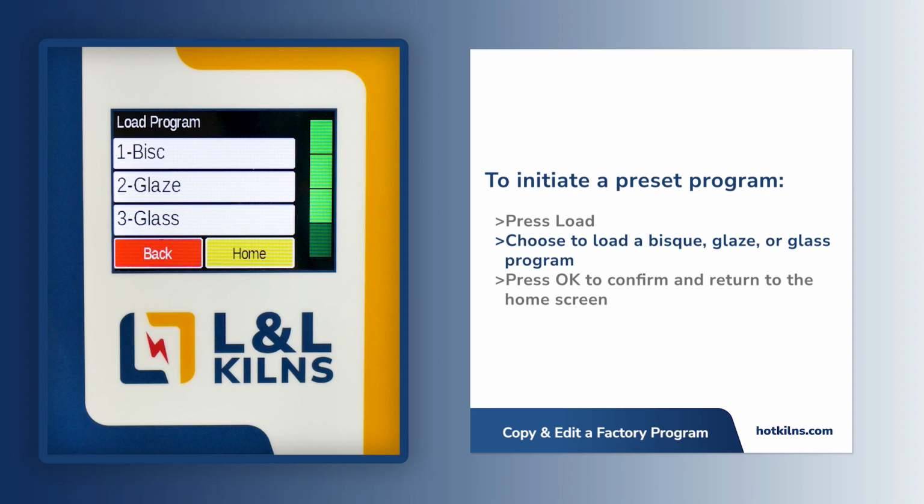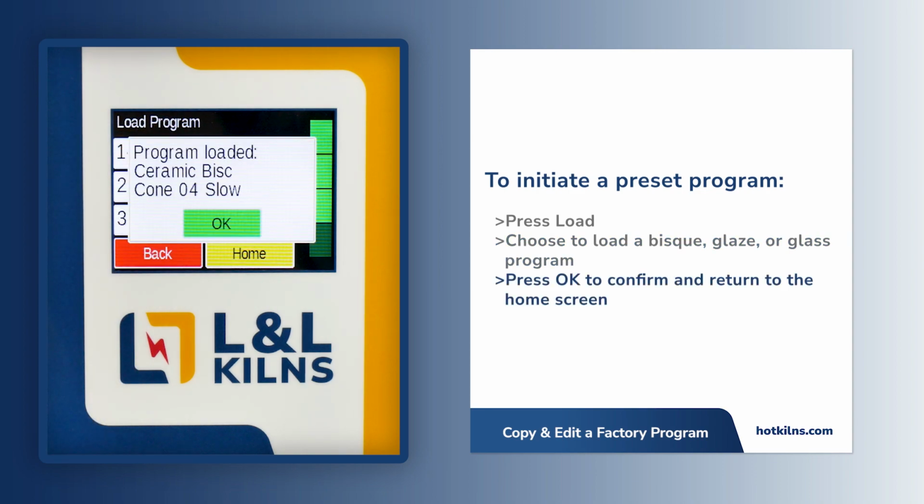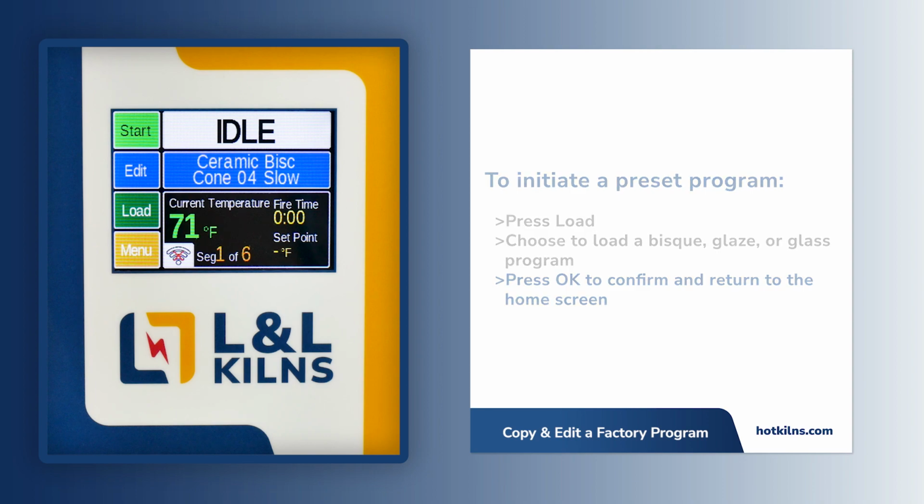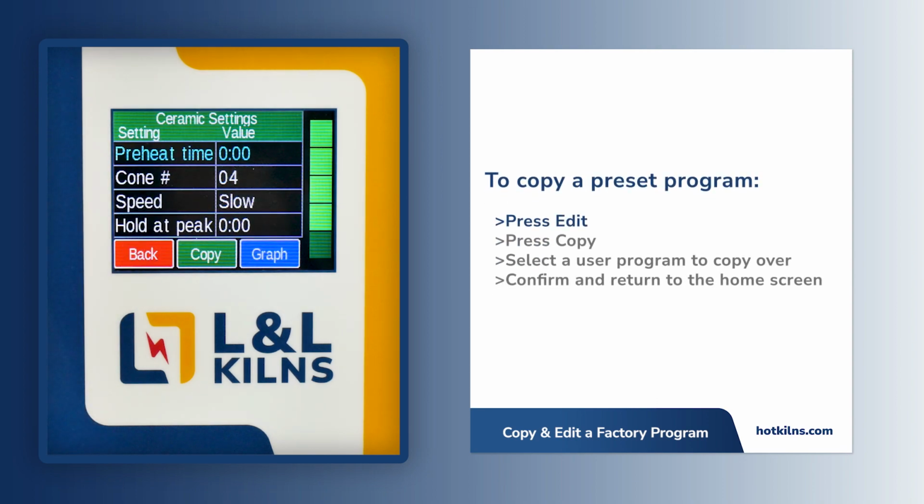Choose between loading a bisque, glaze, or glass program. For this example, we'll select bisque. Press OK to proceed. Return to the home screen and press the Edit button. Here, you're able to modify some of the existing program parameters. For more information, you can watch our videos on ceramic and glass programming.